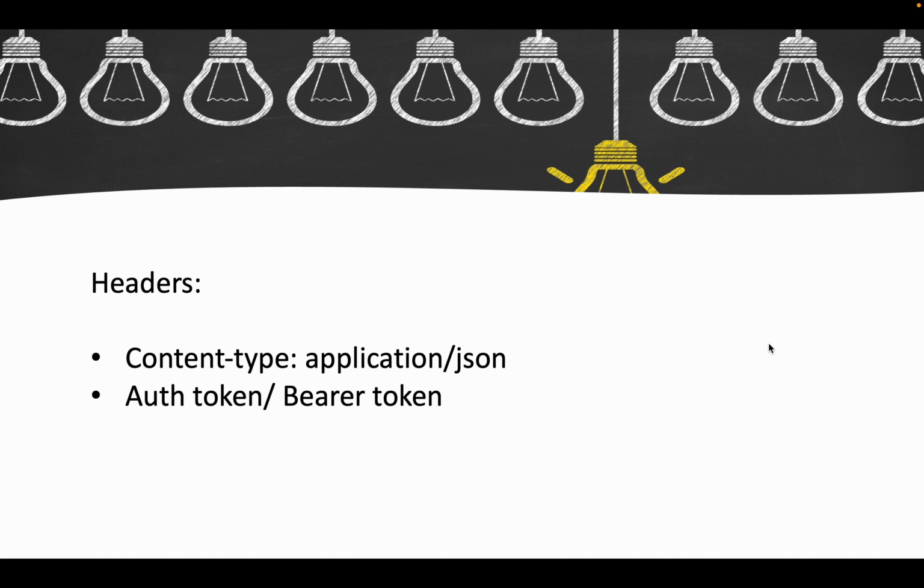Then comes the headers. Headers are usually some additional things that we add to our API requests. The most common are content type and auth token. Content type is basically nothing but telling the API that I'm sending this kind of information to you. In our post API call, we gave key value pairs, right? Like name, and then phone number, and then the phone number value. This key value pair is basically JSON format. So we are telling the API that I'm going to send JSON format data to you.